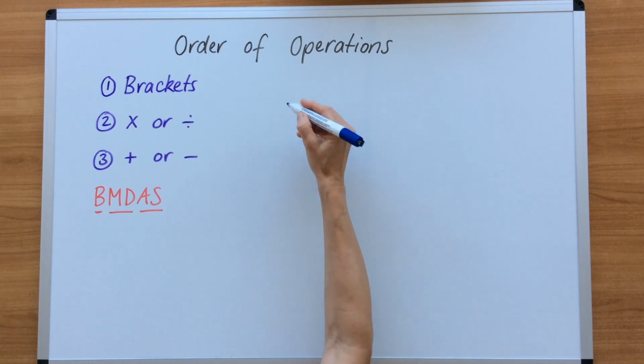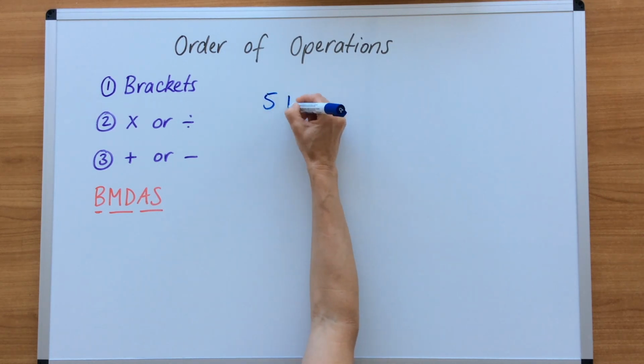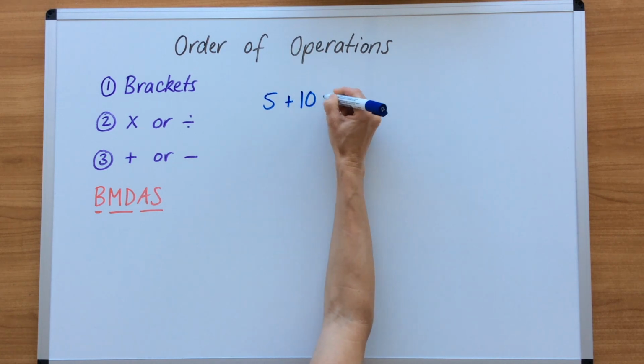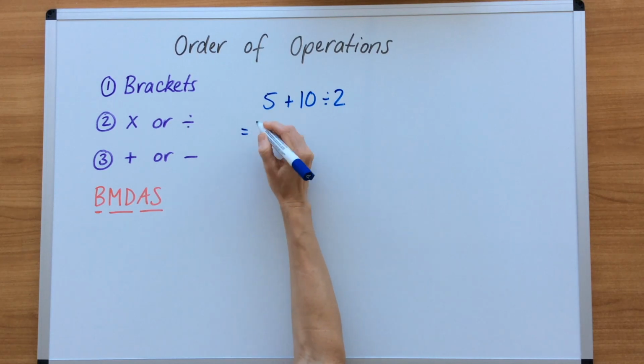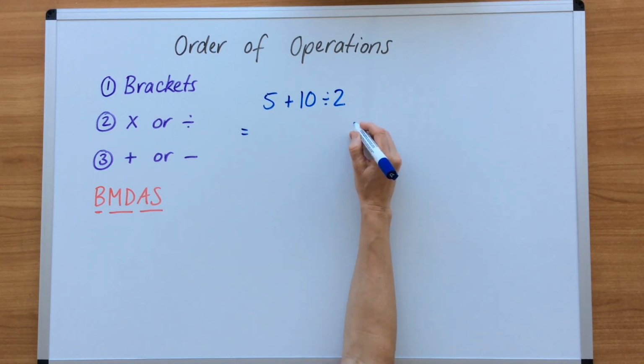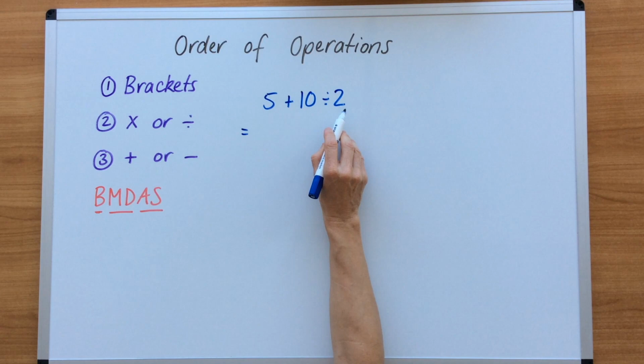So let's have a look at this one here. We'll do a couple of examples. We've got 5 plus 10 divided by 2. I drop the equal sign to show my next line of working. Now I've got a 5 plus 10 divided by 2.